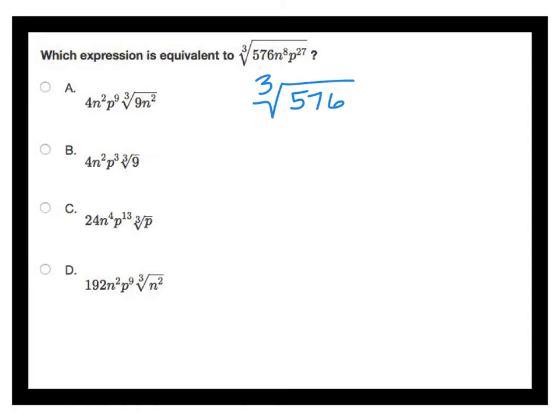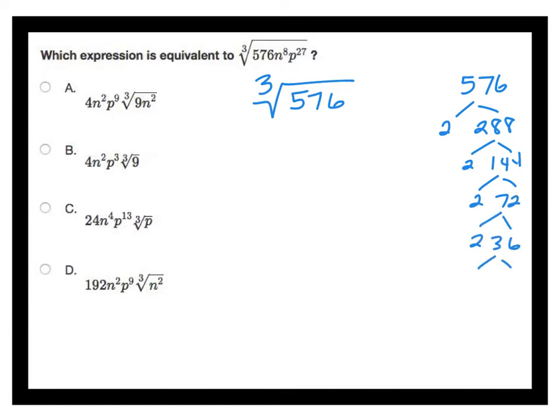Well, for me, I'm going to use an old skill from back in middle school. I'm going to make a factor tree. So 576 divided by 2, that's 288. Divide that by 2, that's 144. Divide that by 2, that's 72. Divide that by 2, that's 36. Divide that by 2, it's 18. One more time, you get 9. And finally, 3 times 3.